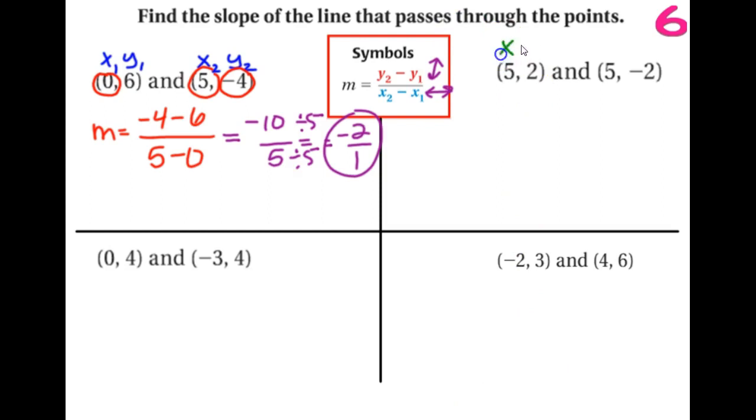Let's try the same thing. Label our points. X, Y, that's my first point. X, Y, that's my second point. And then plugging it into our equation, y2, which is -2, minus y1, which is 2. Then x2 minus x1, 5 minus 5.